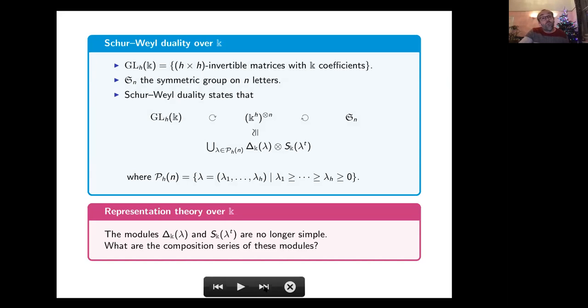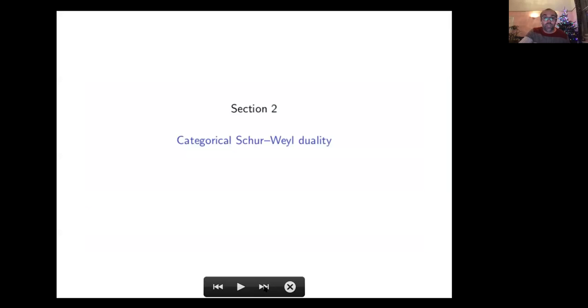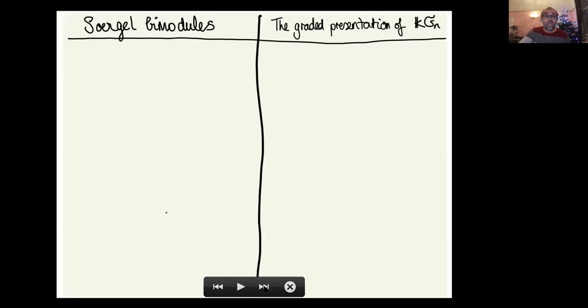Okay, so this is a big question and we've been looking at it for a long time. So we've come up with a lot of ways of thinking about it. And the way that we're going to think about it today is something that I'm going to call categorical Schur-Weyl duality. And so on one side of this picture, I'm going to have what I call the graded representation theory of the symmetric group.